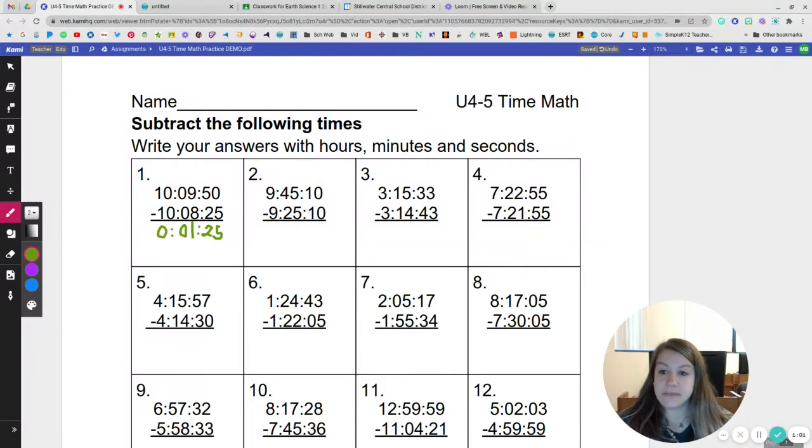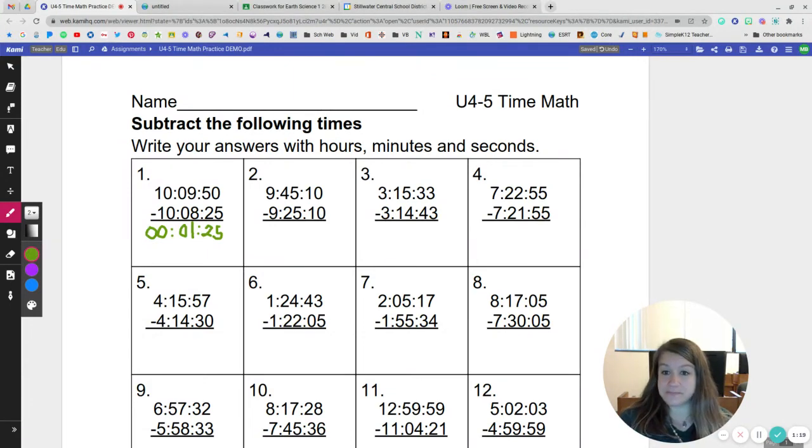You always need to make sure that you have your place settings here, you're in the right order and in the correct spaces, because otherwise if you flip-flopped your 1 and your 0 here, that would mean it was 10 and not 1 minute and 25 seconds. Okay, that was super easy.